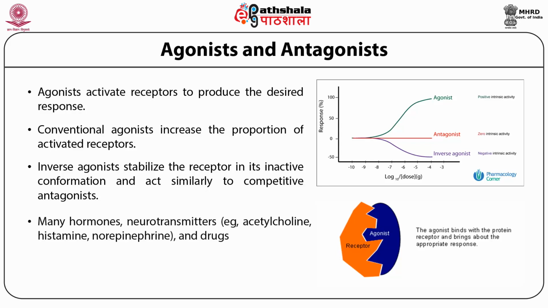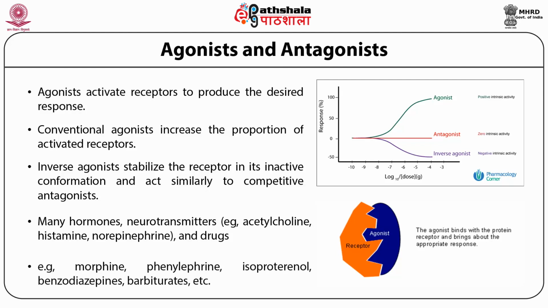Many hormones and neurotransmitters, such as acetylcholine, histamine, norepinephrine, and drugs, are agonists. Examples: morphine, phenylmorphine, isopritazole, benzodiazepine, barbiturate, etc. You can see here how the agonist binds to the protein receptor and brings about the appropriate response. Agonist influence increases the response and produces a positive response. An antagonist reverses the action of the agonist, and some are inverse agonists that give a negative response.